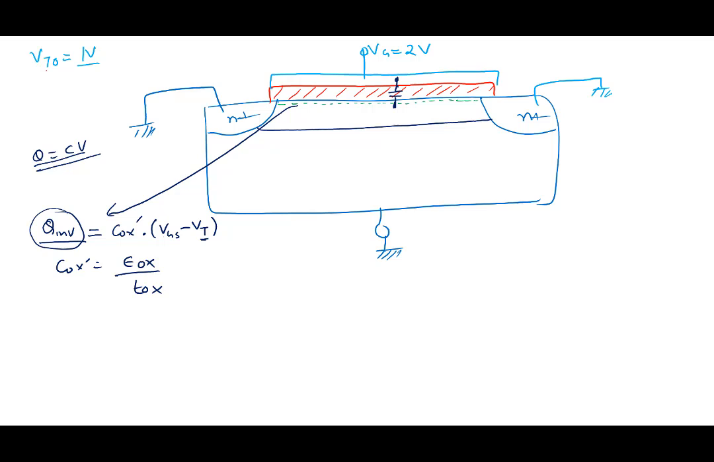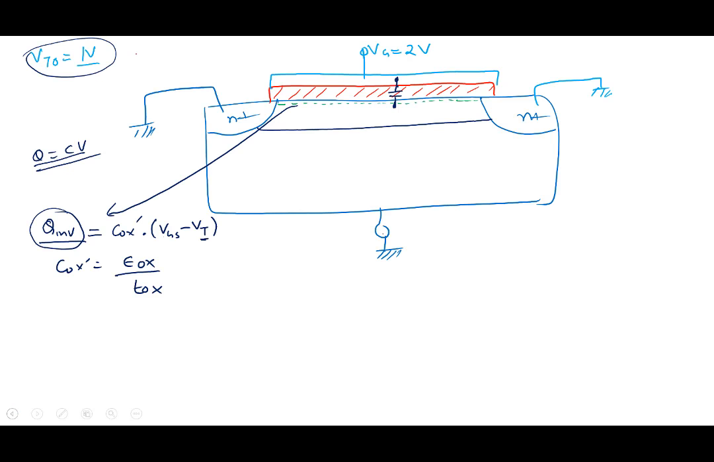You can calculate. If somebody tells you Vt0, since we have not applied any source to body voltage, according to our model, VSB is equal to 0, so Vt is also equal to Vt0, which is 1 volt. So we can calculate how much is the inversion charge right throughout, okay?